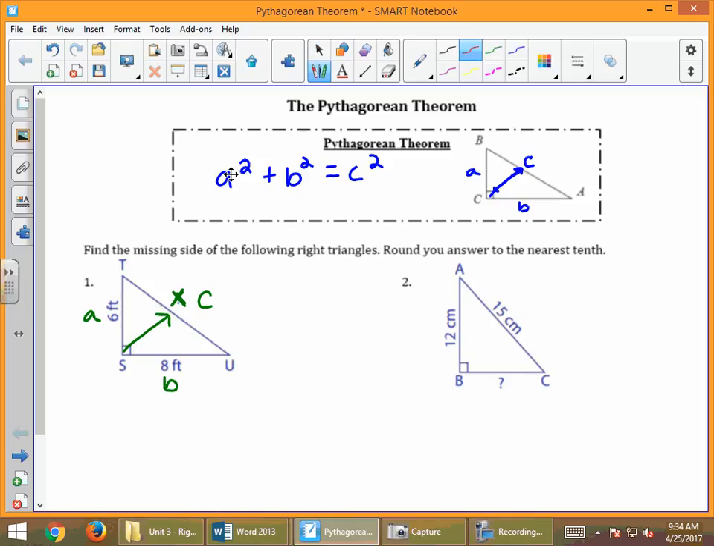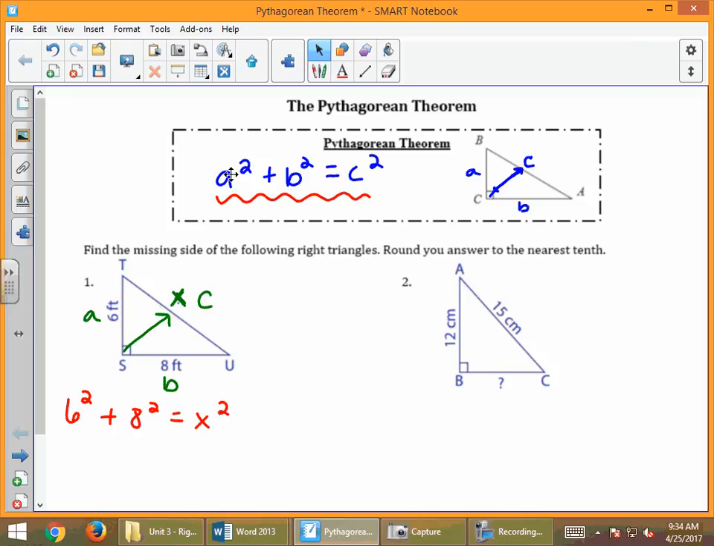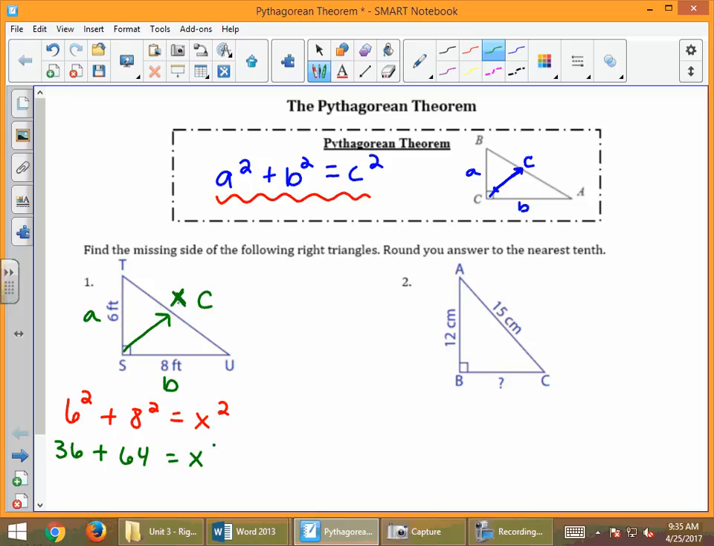So we just take those values and plug them into that formula. A squared, which is 6, so we have 6 squared plus B squared equals our C squared. Take those values and plug them in the right spot in the formula. And then you just simplify it down and solve for that missing variable. So when we solve, 6 squared is 36. 8 squared is 64. And we don't know what x squared is. That's what we're trying to find.